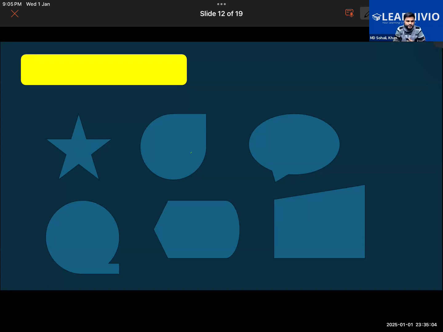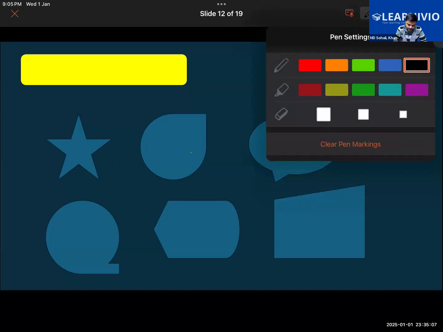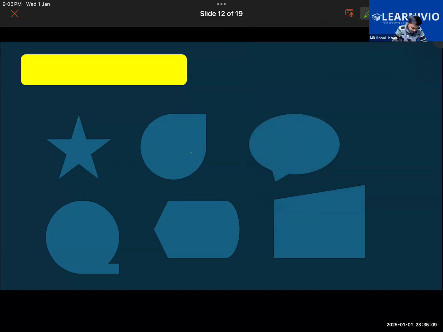From the middle. One vertical line. Okay. One line of symmetry. Only one. Why is it so?